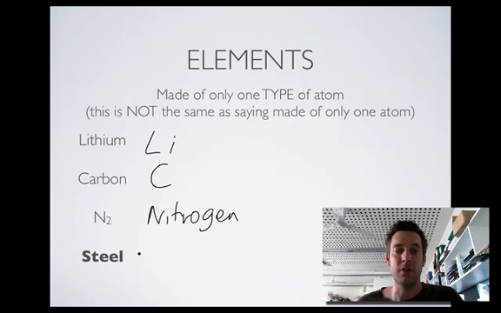I just included steel here as another example, but this is actually something that isn't an element. If you look at the periodic table and try and find steel, you won't see it there. A lot of people think it's an element. It's actually mainly iron, which is an element, but it's mixed with other things, and we'll have a look at mixtures in just a moment.